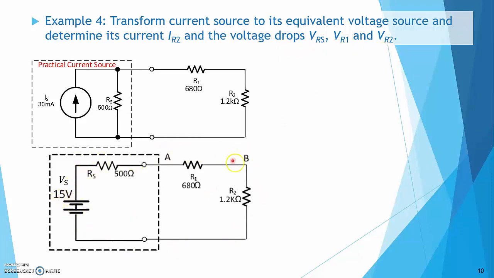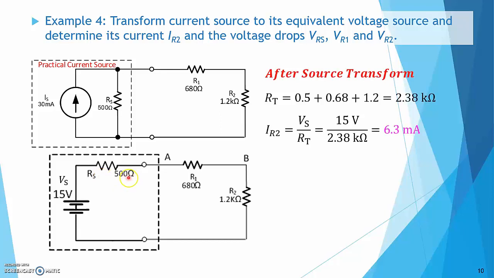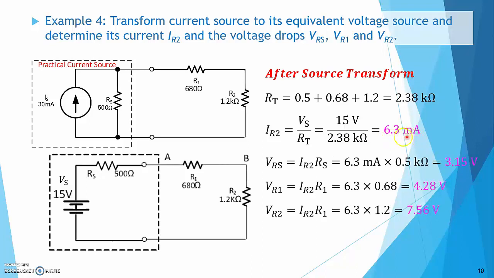To find this circuit current, we first find the total resistance of these 3 resistors, which is the sum of these 3 values, equal to 2.38 kilo ohms. Then use 15 volts divided by this total resistance, we get the circuit current to be 6.3 mA. Use Ohm's law, this circuit current times the individual resistance, we can find out the voltage drop across each of these 3 resistors. All these are the answers.